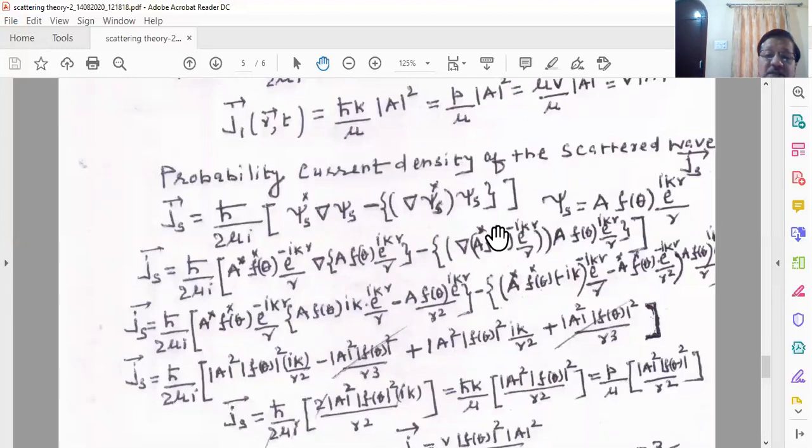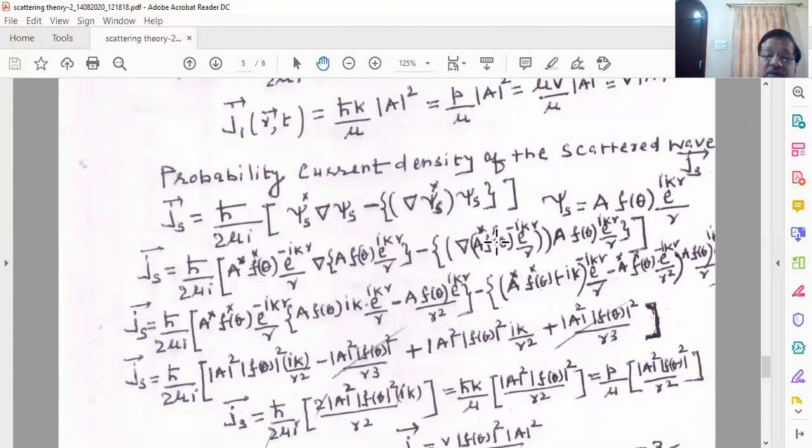Then you see, again you have a gradient of the two operands. This operand has two functions. One function is e to the power of minus ikr. The other part is 1 upon r. So we have to use the product law and differentiate this operand with respect to r.